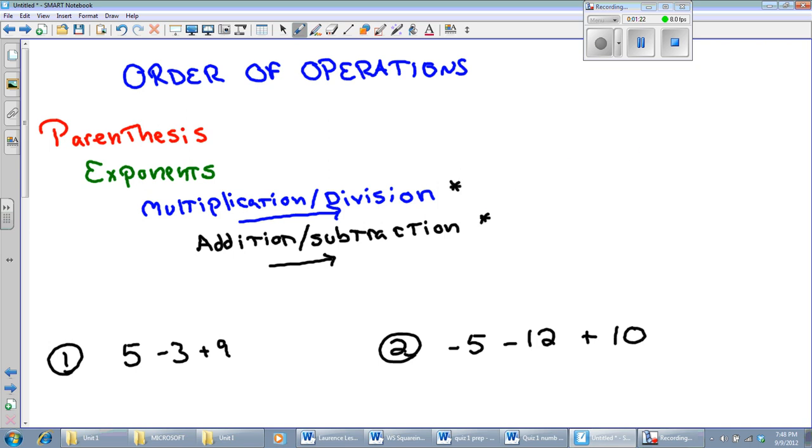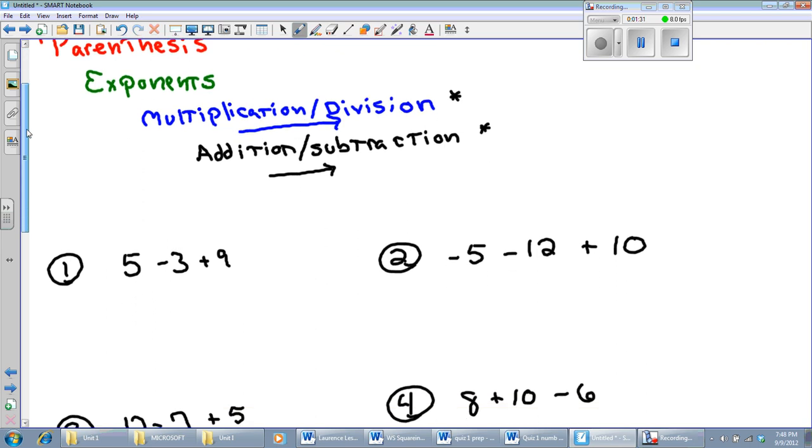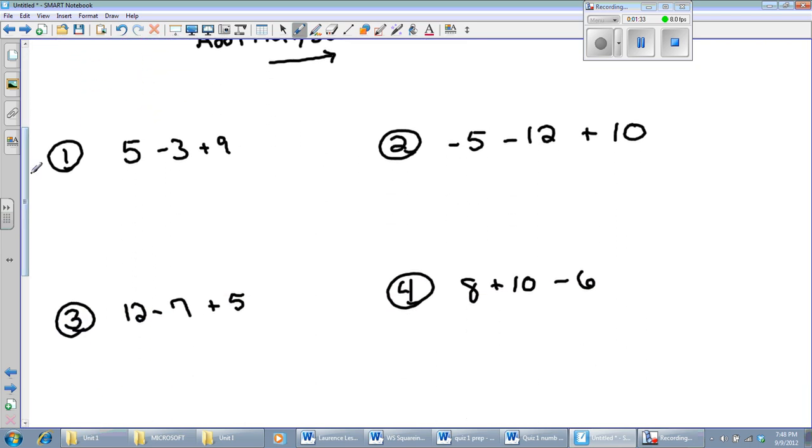When the problem is all addition and subtraction, or all multiplication and division, I'm hoping to break you of some bad habits. All right, so let's take a look at a few problems here.